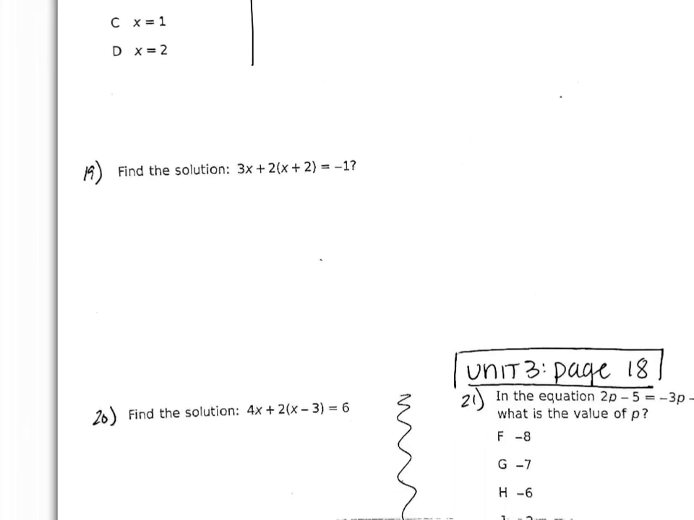But the next problem is the exact same. Make sure you get rid of the parentheses first, then you combine your like terms, and then you can solve for x. And it's the same down through 20.